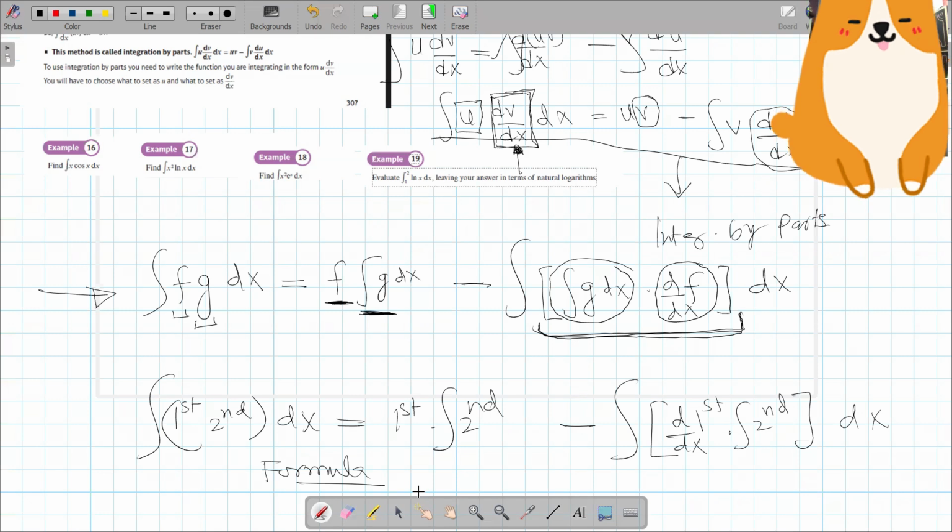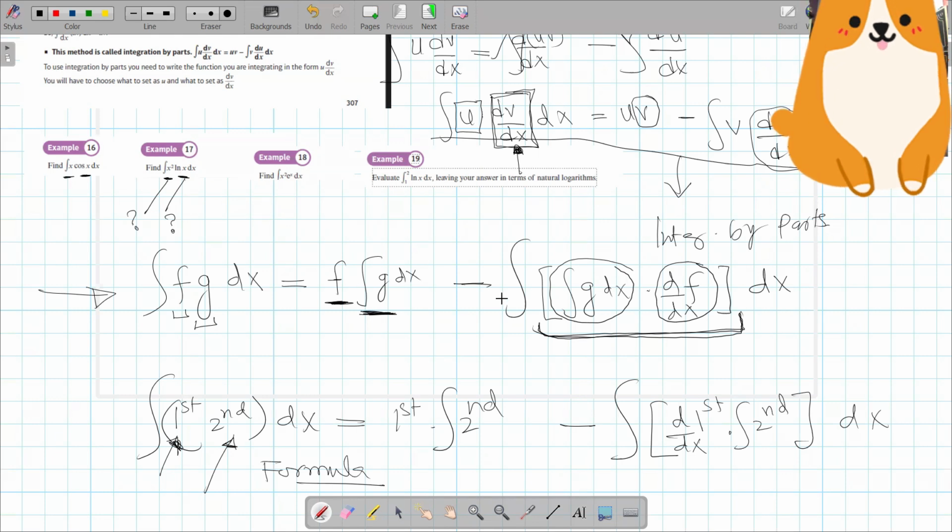Now, one thing let me tell you before going to solving the exercises or examples: you need to understand what should be the first function and what should be the second function. Two functions will be given to us. Like in example number 16, the first function is x, the second function is cos x. Like in example 17, the first function is x square, the second function is log x. Which one should be taken as the first function, x square or log of x? This is the question.